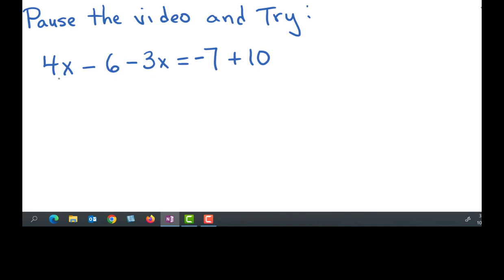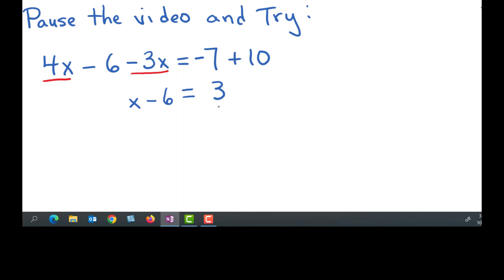But notice we have some things on the left-hand side. So we just down that half, and they can go together. So 4x and minus 3x can go together. Those are like terms. So 4 minus 3 gives us 1, and we keep the x. You don't have to write the 1 with the x. Minus 6, bring your equals straight down. Now go on the other side and combine those like terms. So negative 7 plus 10 gives us 3.